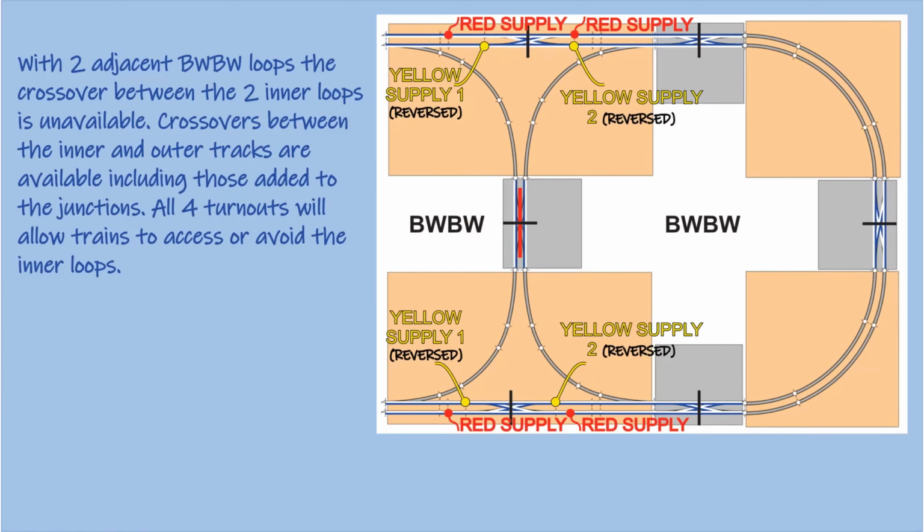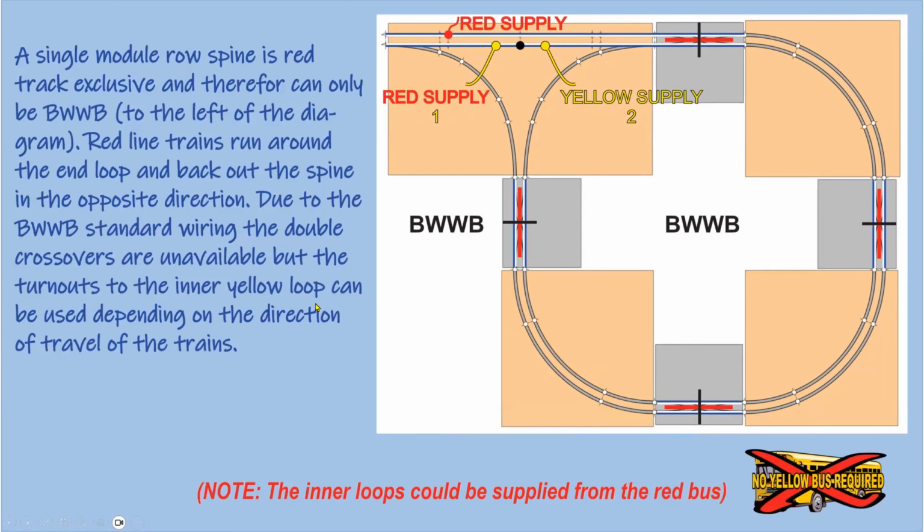Installing double crossovers on the junctions here, the double crossovers are fully available, just like all these around the outside of the loop. And like I said, this one here between the loops is totally unavailable. Single module row spine is red track exclusive and therefore can only be blue, white, blue. So the spine is out this way.